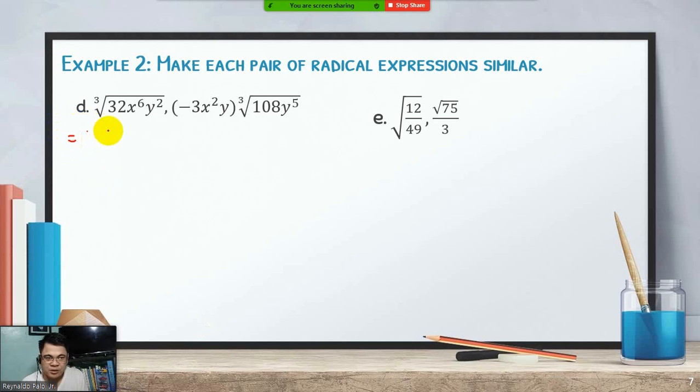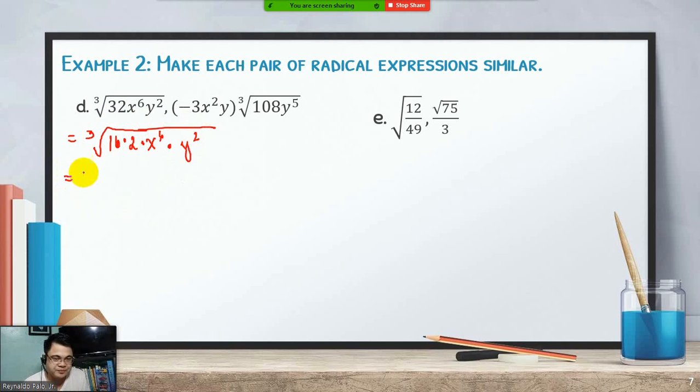So, first, we will be factoring 32. So, we have to factor 32 wherein one of the factors is a perfect cube. So, the factors of 32 are 16, which is a perfect cube, times 2, times x raised to the 6th power. So, x raised to the 6th power, the exponent is divisible by 3. Therefore, it's a perfect cube. Y squared, we cannot actually move it out, because it's not a perfect cube.